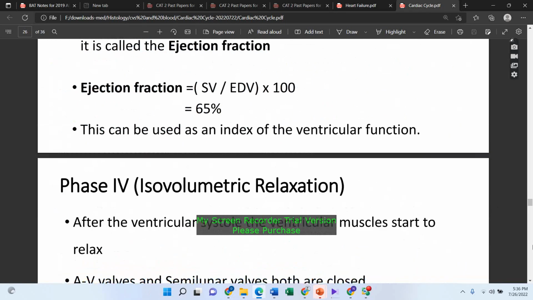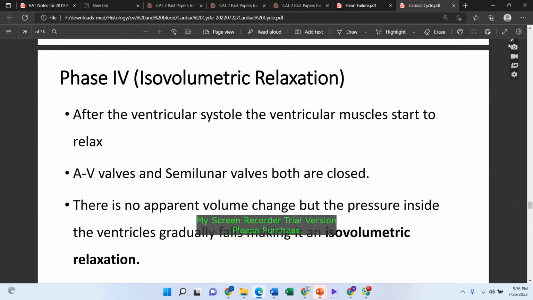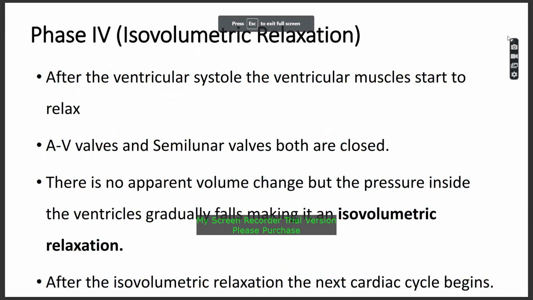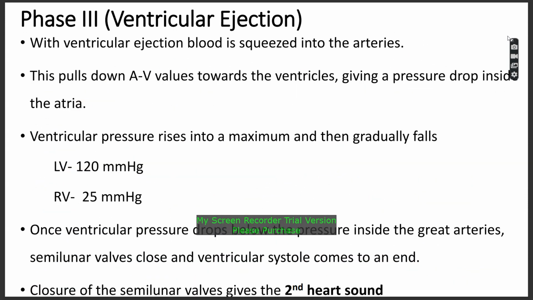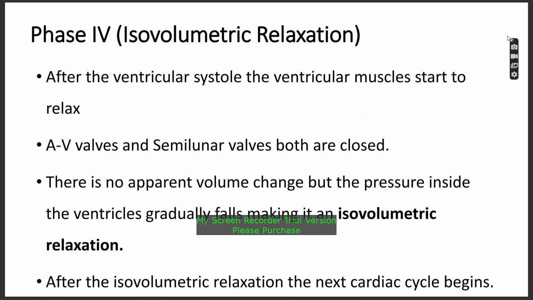So here, as we continue the rest of the video, now we have to talk about phase 4, isovolumetric relaxation. We discussed that the ventricles ejected blood in the third phase, the ventricular ejection phase. In phase 4, after the ventricular systole, the ventricular muscles start to relax. AV valves and semilunar valves are both closed. There is no apparent volume change, but the pressure inside the ventricles gradually falls, making it an isovolumetric relaxation.